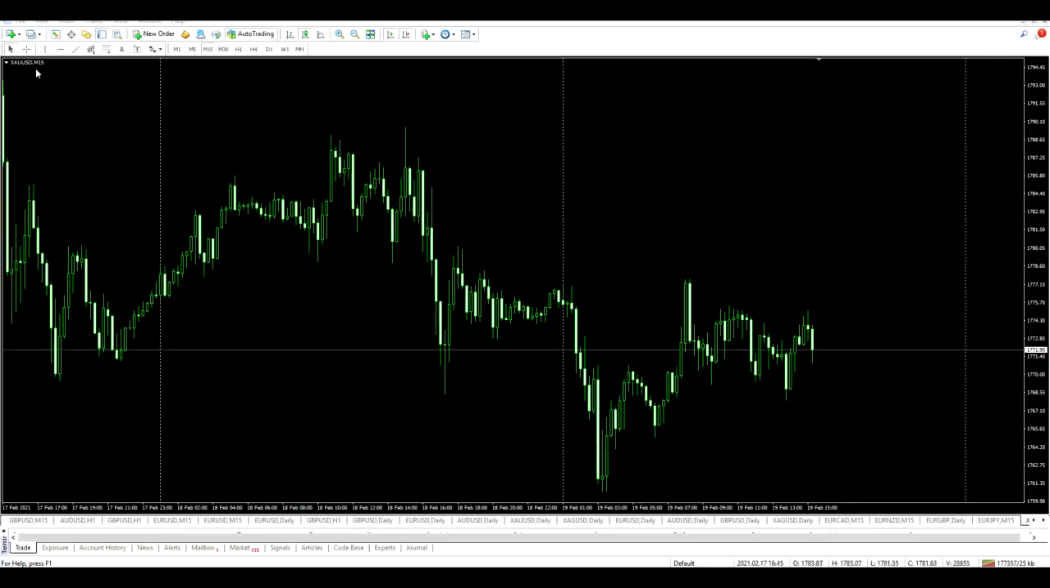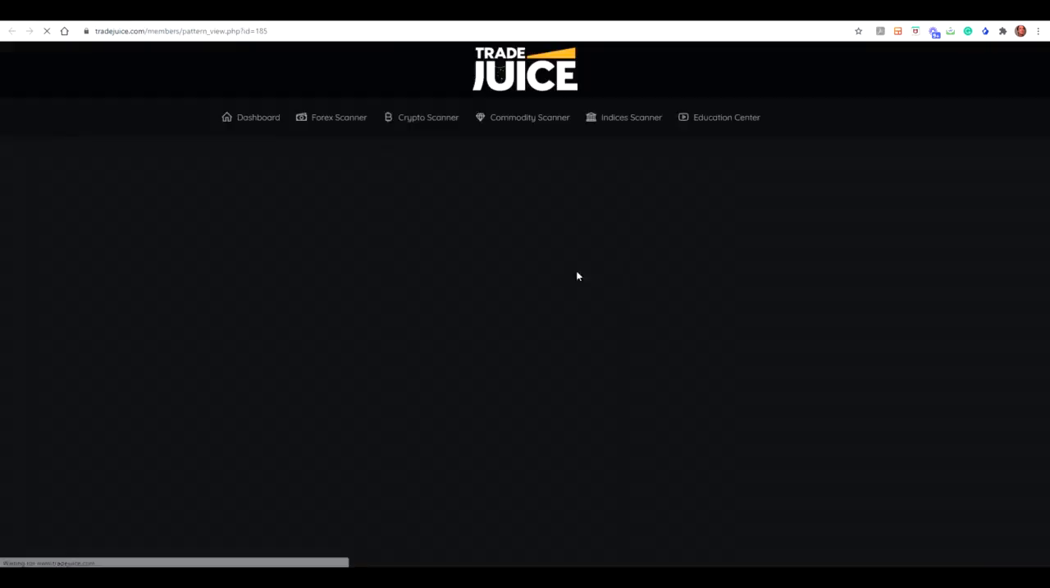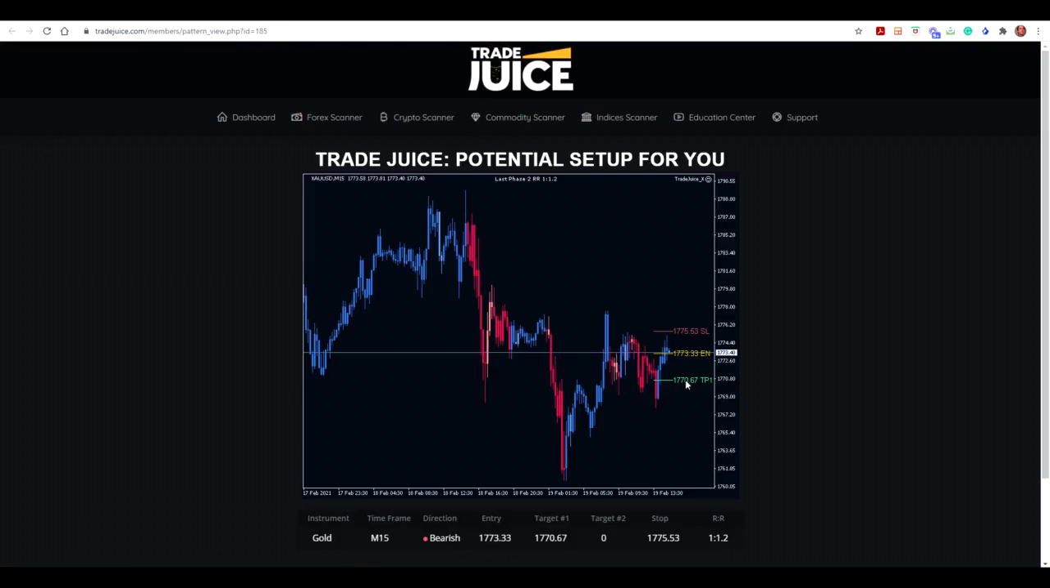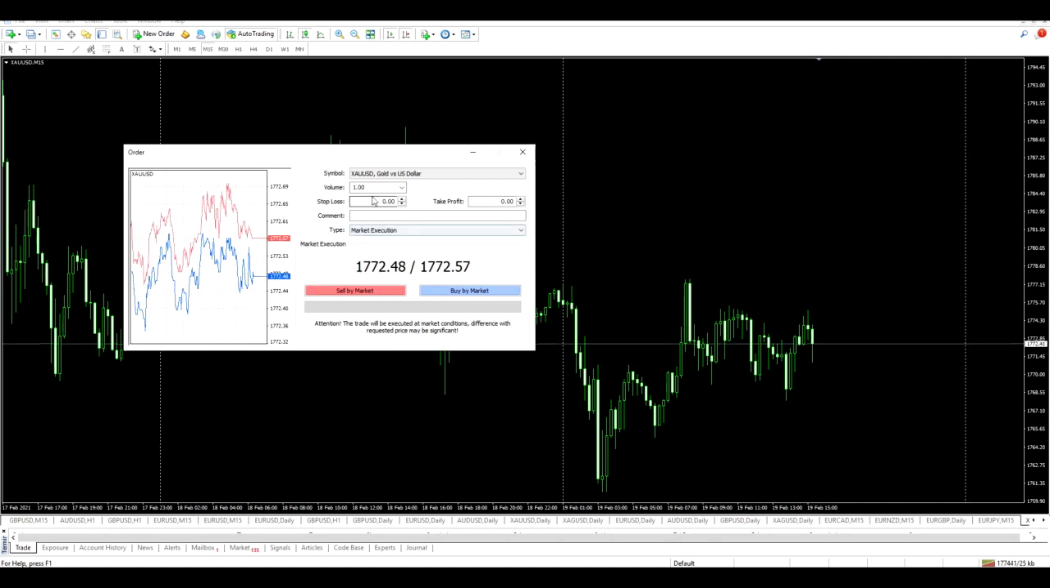Hi guys, I'm on the gold USD 15-minute chart. And the reason I'm on this is because Tradejuice has highlighted this as a potential high probability trade setting up. Now, I do have a chart that I can use for this, and it gives me the entry point, stop loss, and take profit. Now, the entry point, just during the time of doing this recording, is actually just here at the moment. So I'm going to enter this trade, and I'm going to quickly set my take profit and my stop loss.